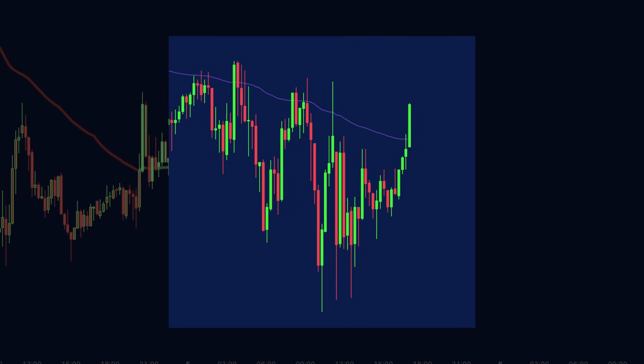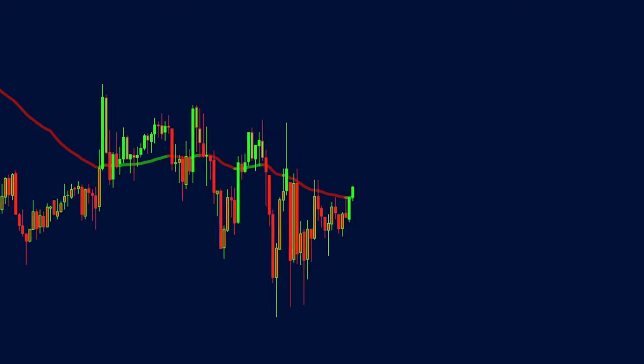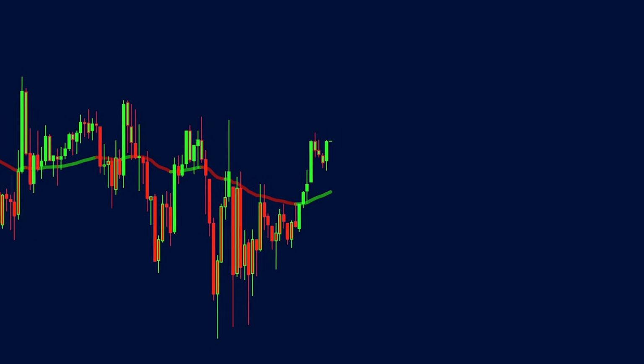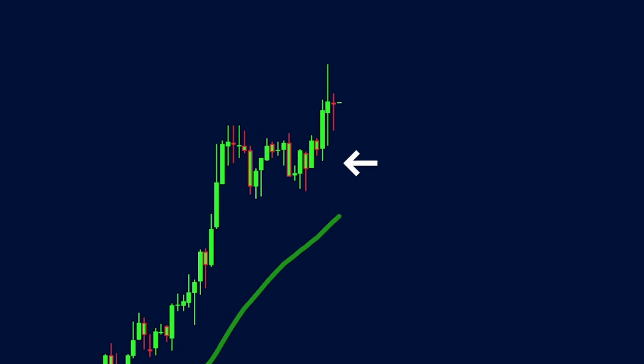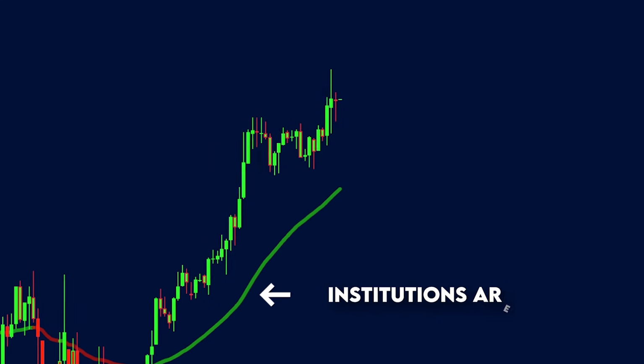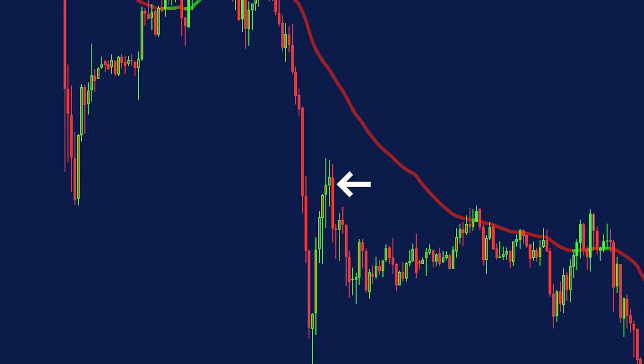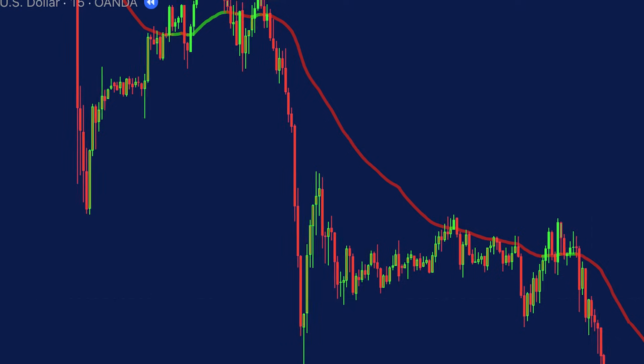Unlike traditional moving averages that lag behind price, the Kalman VWAP adapts in real time to volatility and order flow using probabilistic weighting. So when price trades above this line with a positive slope, institutions are buying above fair value. And when price drops below with negative slope, institutions are selling below fair value.